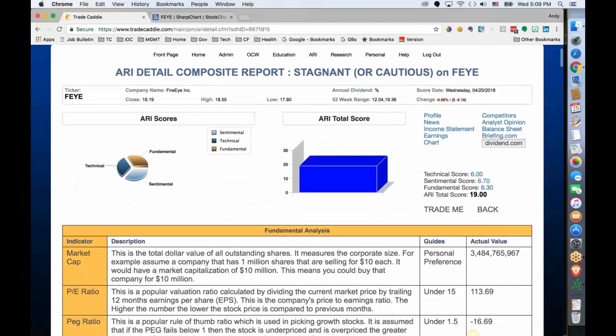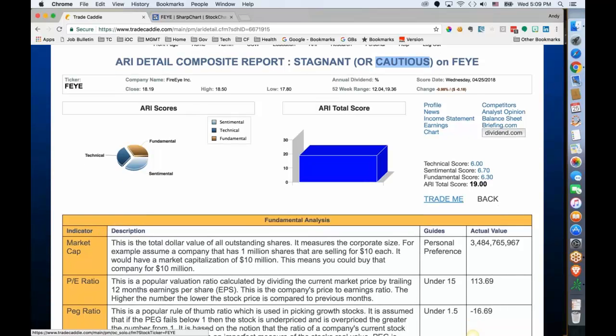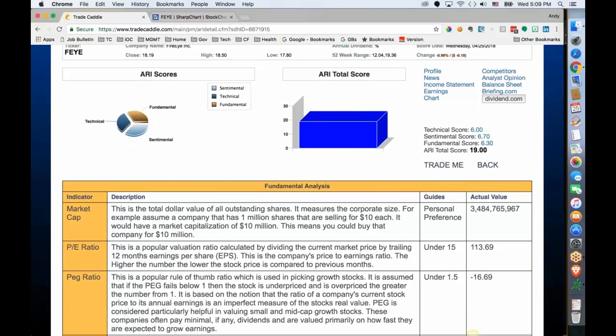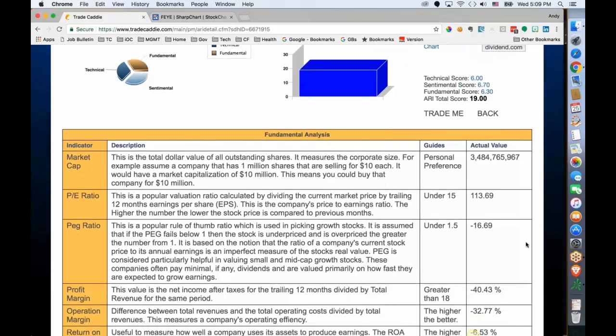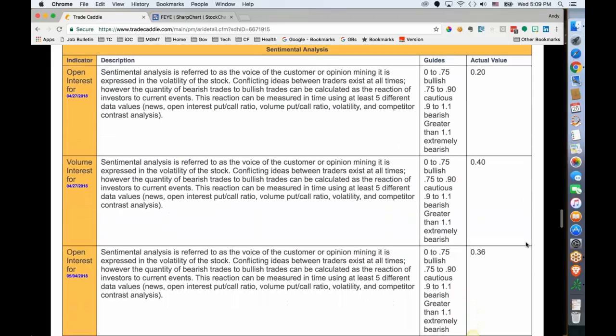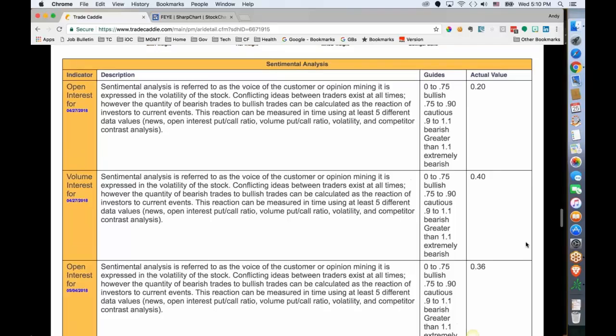Now, we did a good job at TradeCaddie to make a very precise, detailed report that tells you everything. If you're afraid that you don't know what market cap is, PE ratio is, PEG ratio, the fundamental analysis, the technical analysis, this is going to explain and give you the definition, give you the guide, and give it all to you here. So for this lesson, we're going to go down to the very bottom and look at those sentimental scores into the future. So there's Andy and the volume open interest.